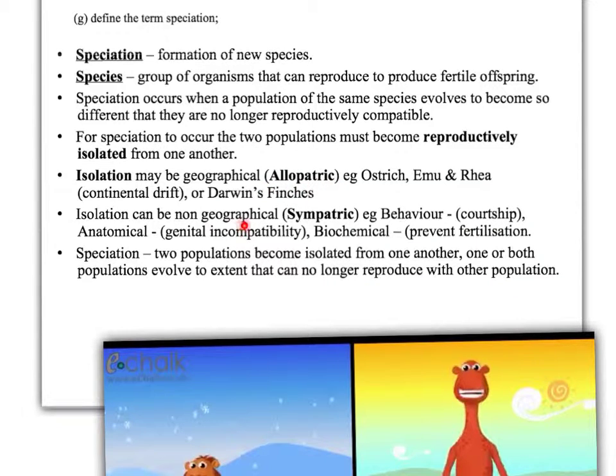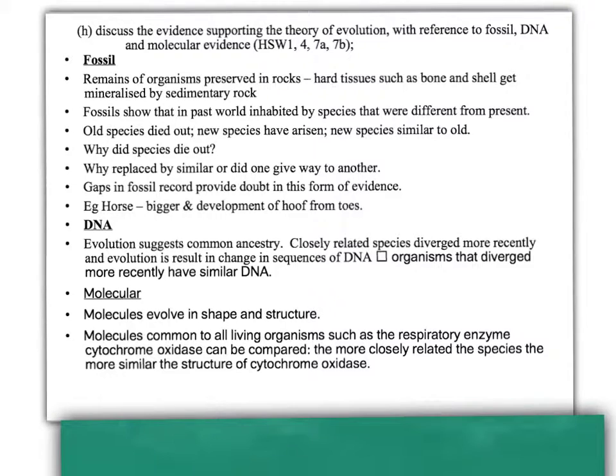And if it's a non-geographical issue, i.e. the groups of organisms within the same species live in the same geographical locality, we describe that as being sympatric speciation. After the reproductive isolation has occurred, natural selection results in evolution, and that produces two groups of organisms which are so different from each other that they wouldn't be able to reproduce with each other. That's how a new species is formed. Moving on to the next slide.